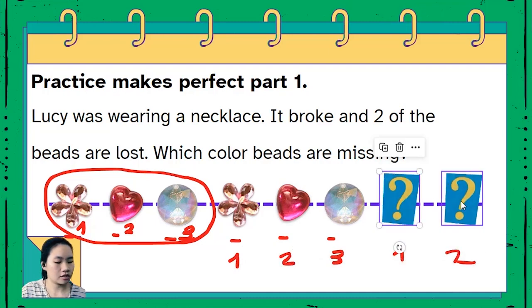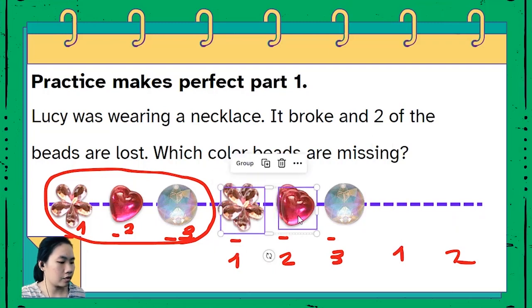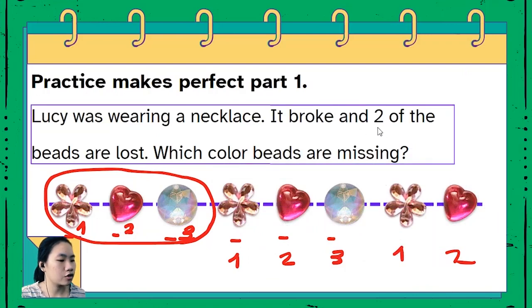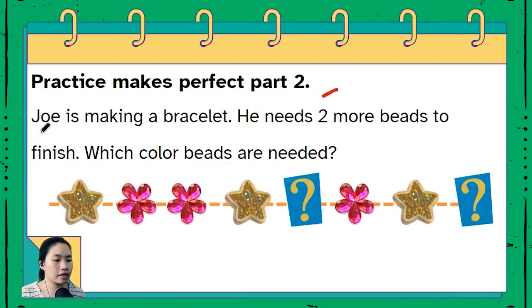So let me just erase these question marks very quickly and substitute them with the correct pattern. There's no circle because we're only missing 2 of the beads. Alright, let's move on to part 2 of Practice Makes Perfect.